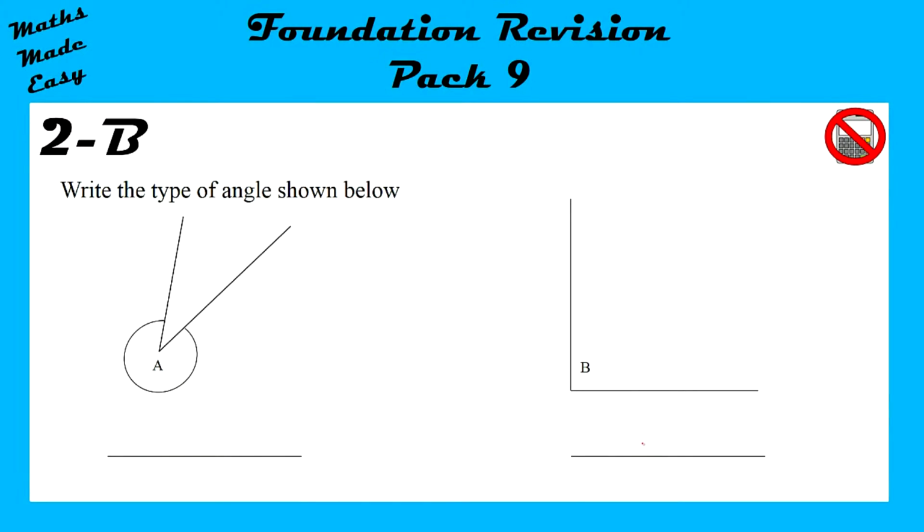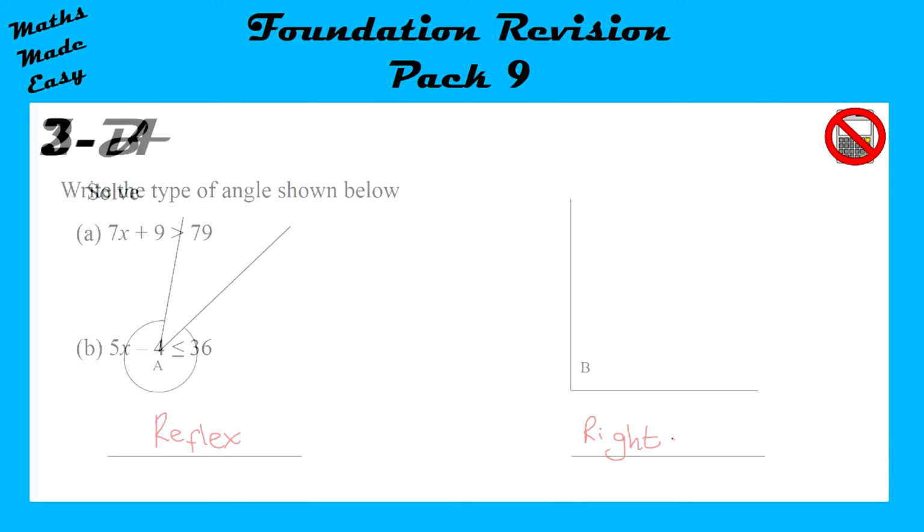Question 2b. This angle over here is called a reflex angle. That's an angle that's bigger than 180 degrees, and over here, probably the most recognisable one, this is a right angle, or exactly 90 degrees.